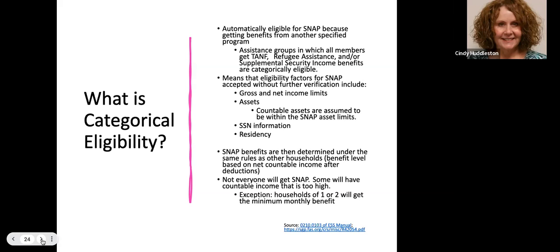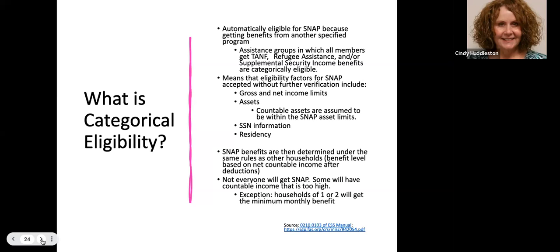But that's not to say that they will actually get SNAP benefits. Their SNAP benefit amount will be based on SNAP allotment levels, which vary by household size, and the household's countable net income after deductions for certain expenses. Some will qualify for a SNAP allotment, but some will not, depending on what the SNAP allotment is for a household of their size and their countable net income.